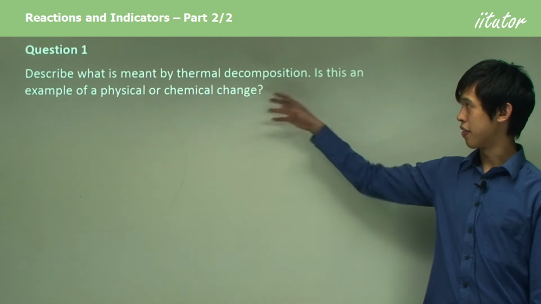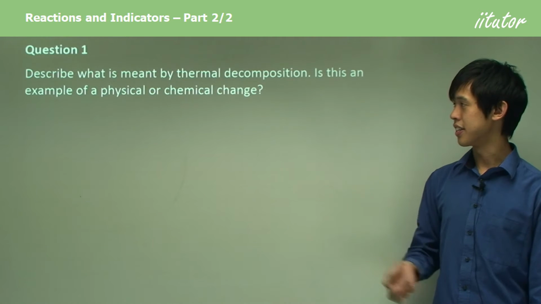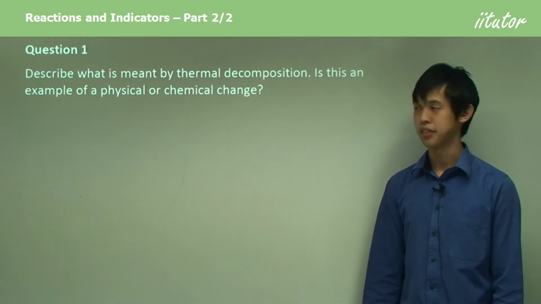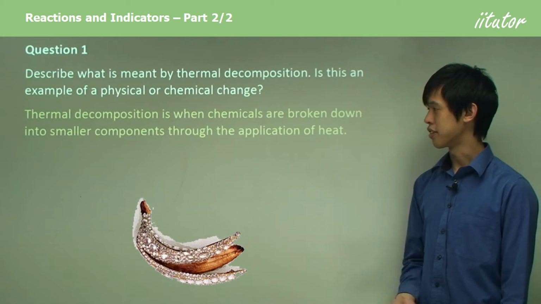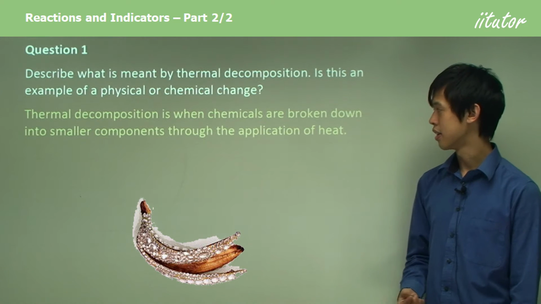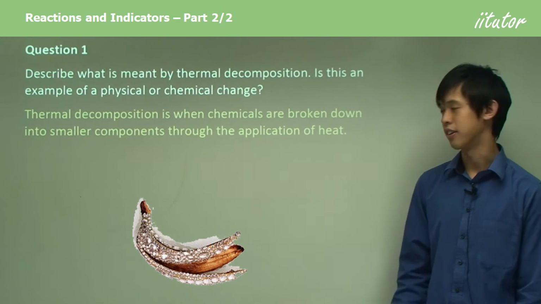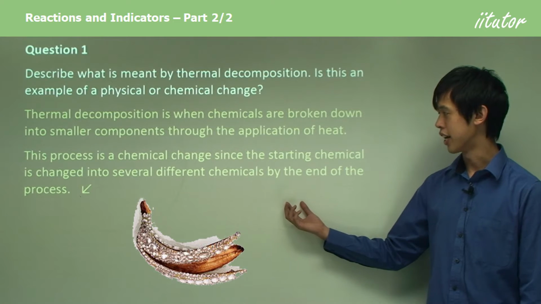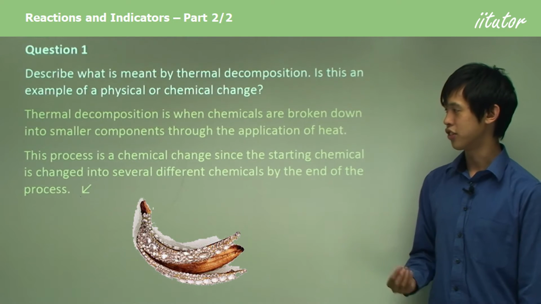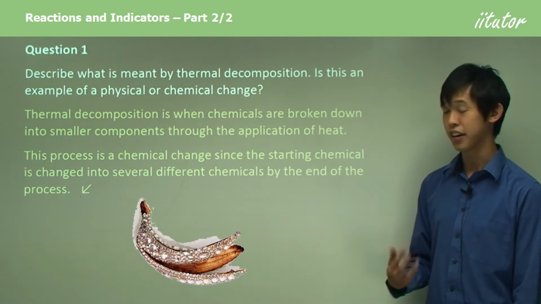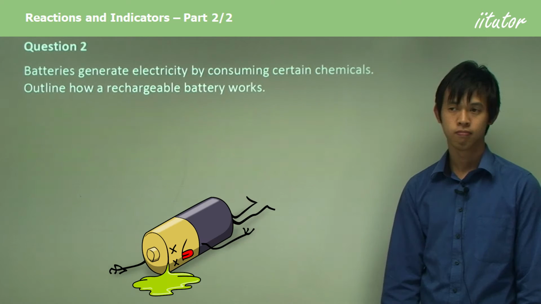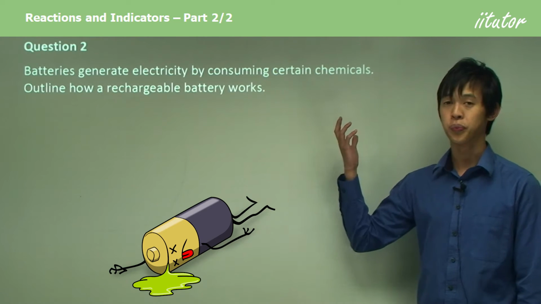So describe what is meant by thermal decomposition, and is this an example of a physical or chemical change? So thermal decomposition is when chemicals are broken down into smaller components through the application of heat, or sometimes other forms of energy, but mostly through heat. This process is a chemical change since the starting chemical is changed into several different chemicals by the end of the process. Okay. So question 2.